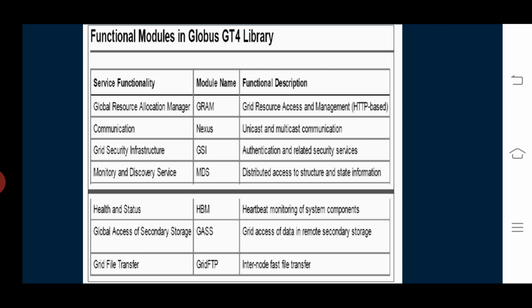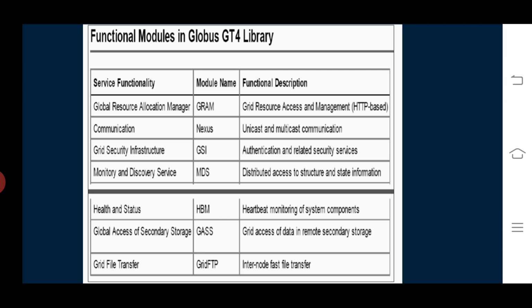Okay, now we can see the third service functionality is grid security infrastructure. A very important concept also. The module name is GSI. What is the functional description? Authentication and related security services. Authentication of the correct authorized person, and what related security services are to be planned.